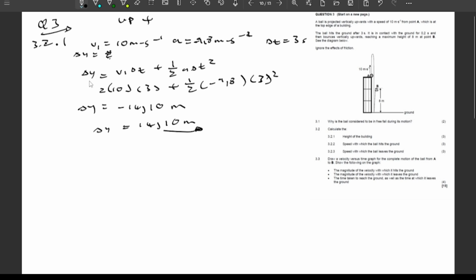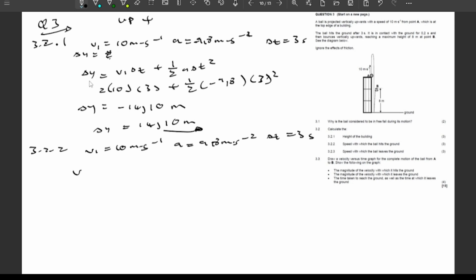Right, now let's go to 3.2.2. The speed with which the ball hits the ground. So they want the VF. Seems fair enough. Since they want the VF, what can we say? We know that the V initial is 10 meters per second, and a is 9.8 meters per second squared, and the time is 3 seconds. And I hope you are noticing that every time I'm doing the vertical projectile problems, I write what I have. It's important for you to do that. It's your data, by the way.